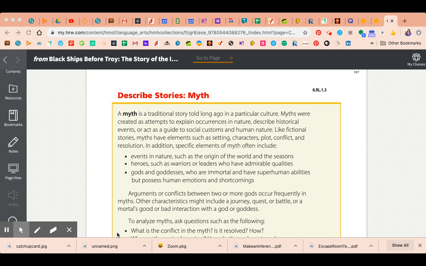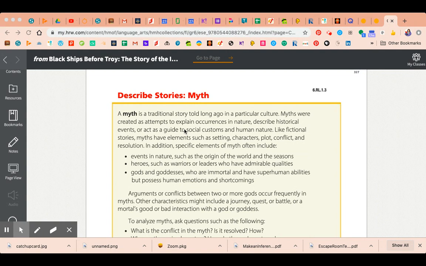Hello, Block 4. Today you're going to read the first part of the myth Medusa's Head. But first, what is a myth? If you read along with me, it says it's a traditional story. It was told long ago in a particular culture. And we saw that video about Greeks and Romans. So it all began there, even though there's other cultures that have myths and legends and folk tales.